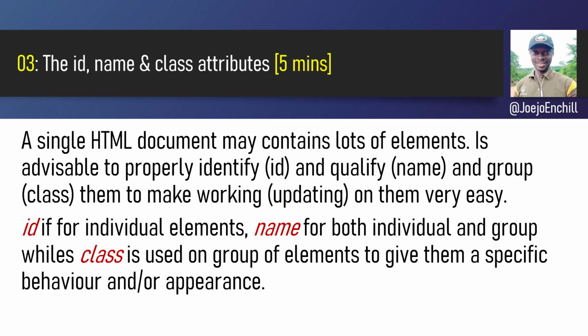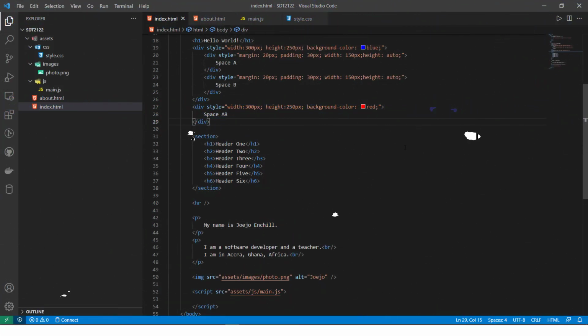So if you want to apply a certain styling to a group of elements, then you identify all of them with the same class value. It's a bit confusing. I think when we move to the IDE to see what we're talking about, it will be much better. So let's move ahead. This time around, I'm going to work on the section and the H1 to H6. The first thing we're going to do is to apply the attribute ID. So we call this one main section.